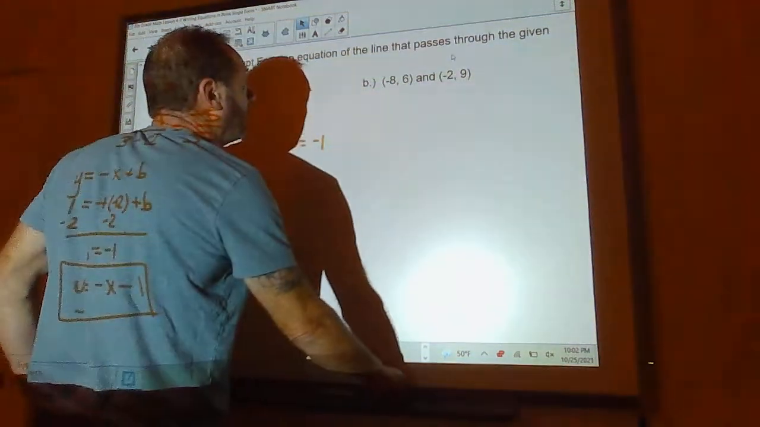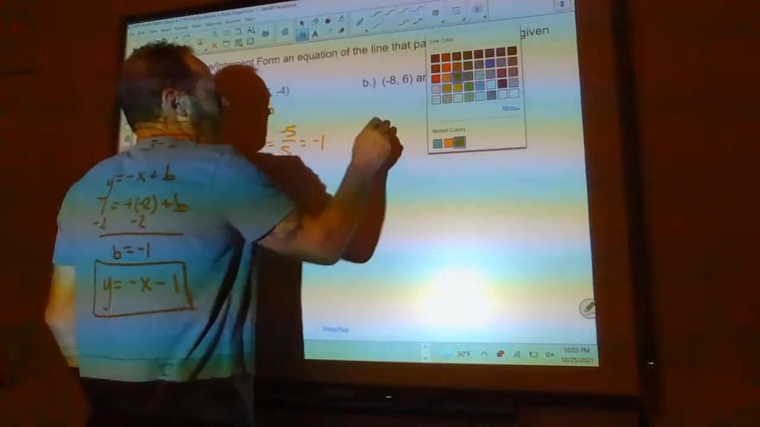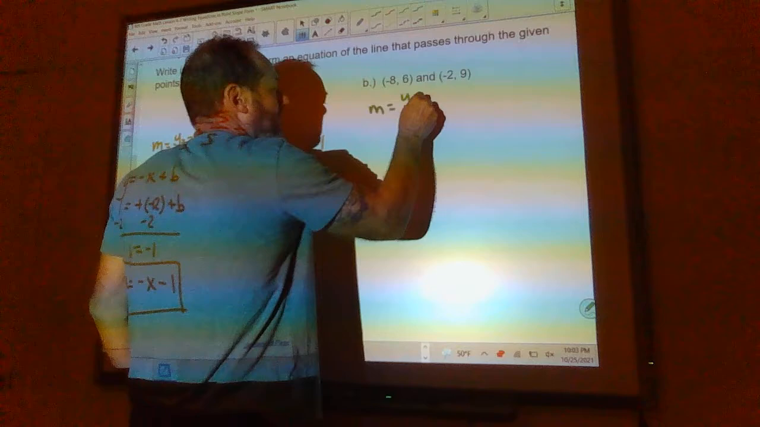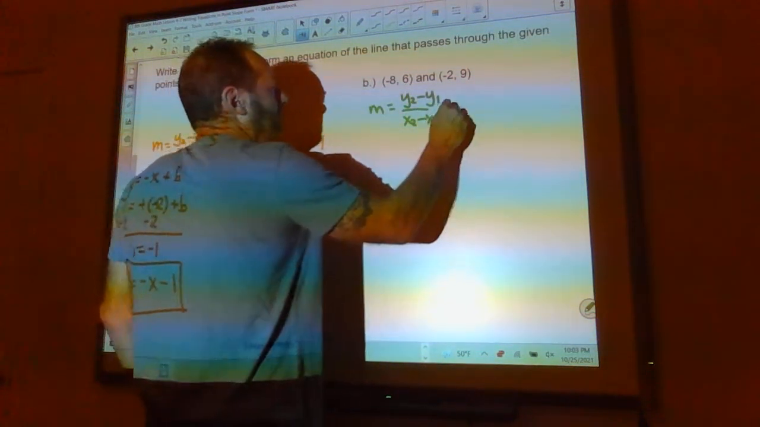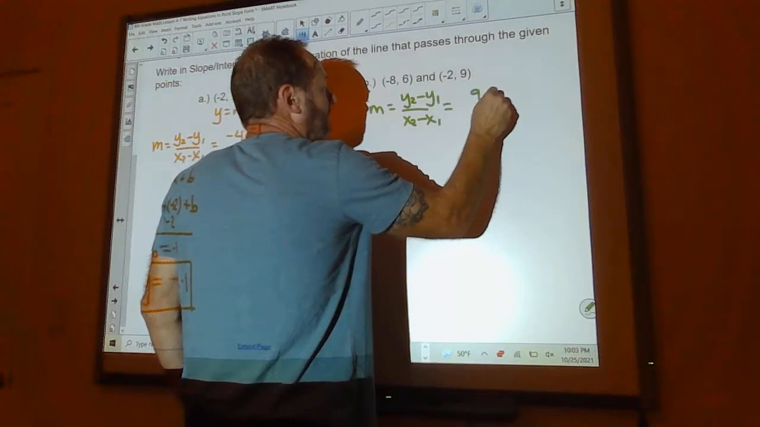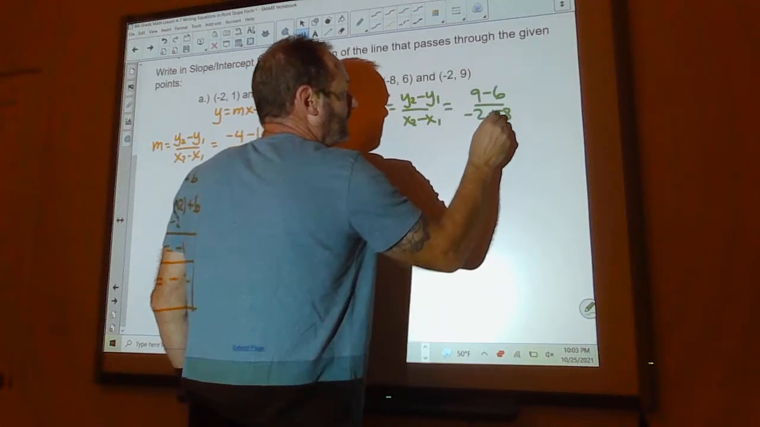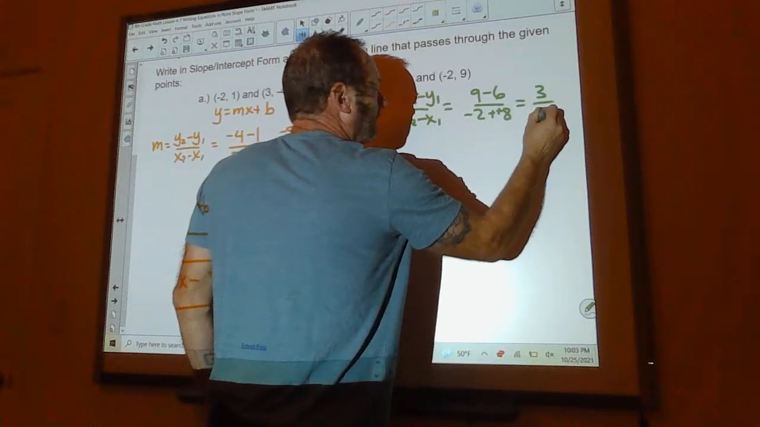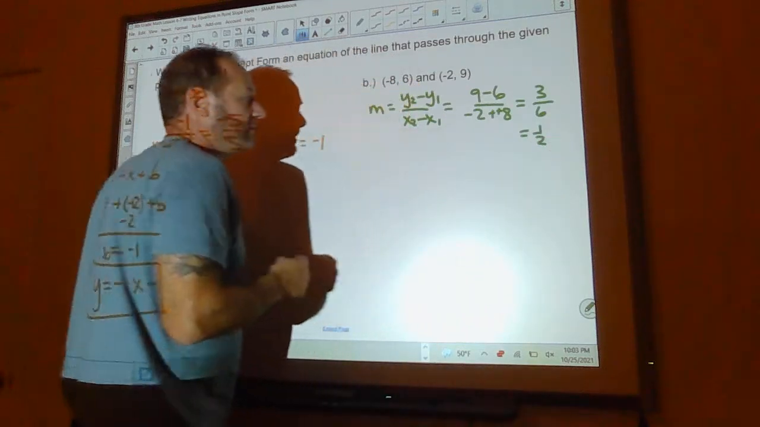Okay, this next one. So, slope is y2 minus y1 over x2 minus x1. It's going to be 9 minus 6 over -2 minus -8. Minus a negative becomes plus. I get 3 over 6, which is 1/2. So my slope is 1/2.